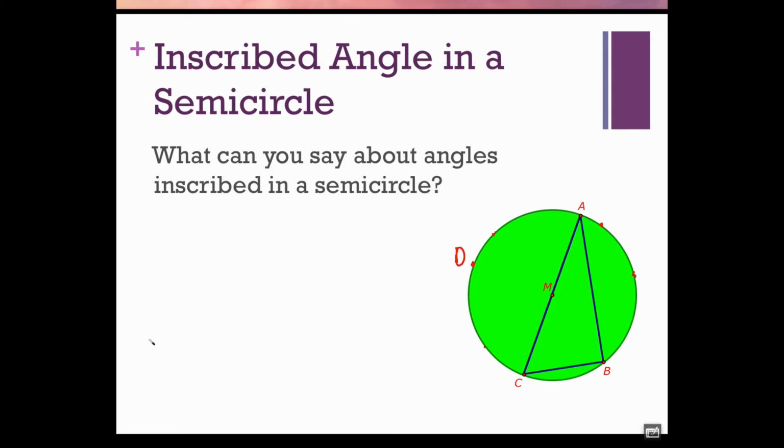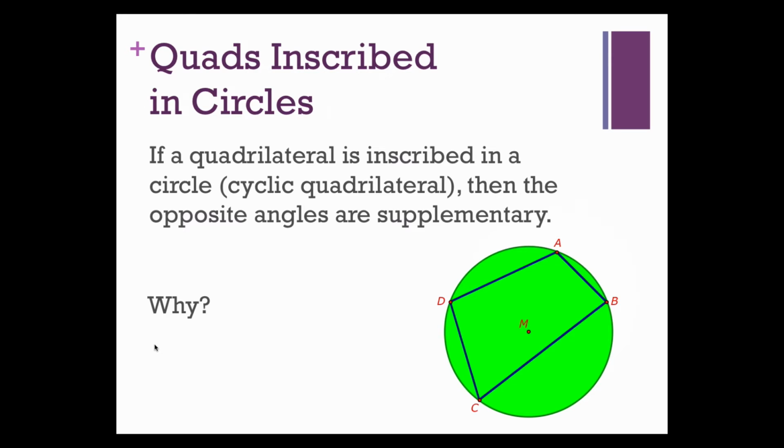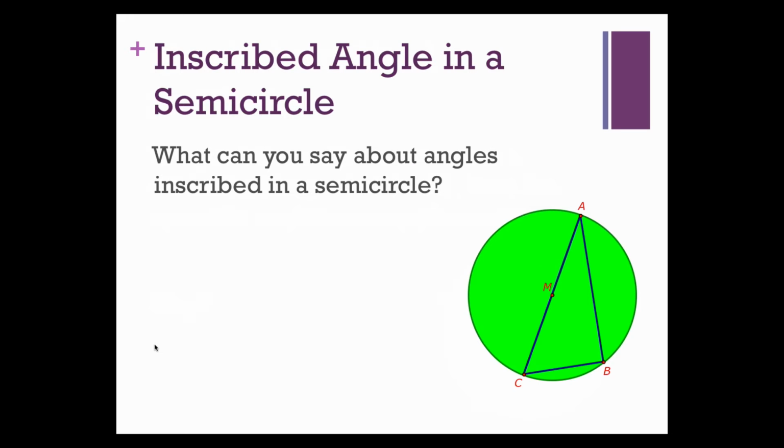As another theorem, what can you tell me about any angle inscribed in a semicircle? Any angle that you move from the vertex is the same. What can you tell me about any angle inscribed in a semicircle? Oh, it's 90 degrees. Bingo.